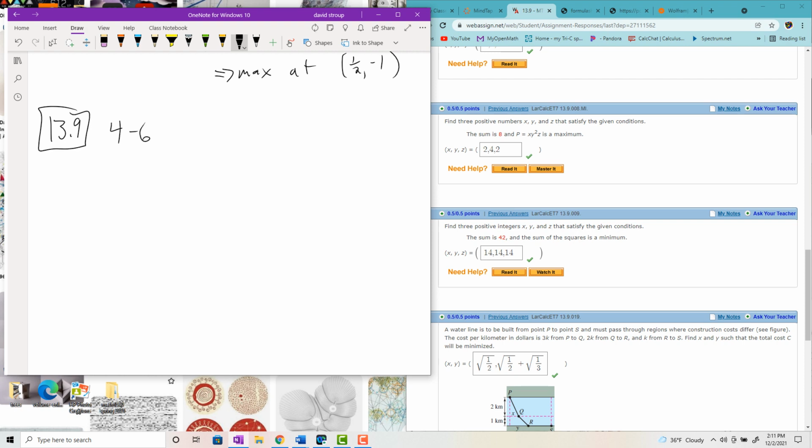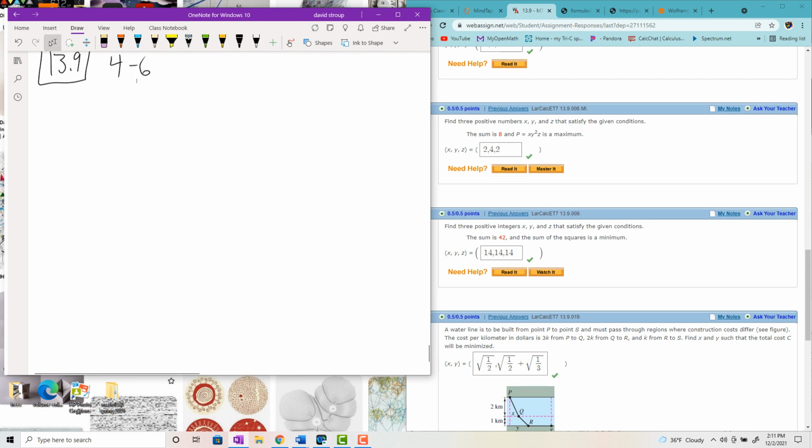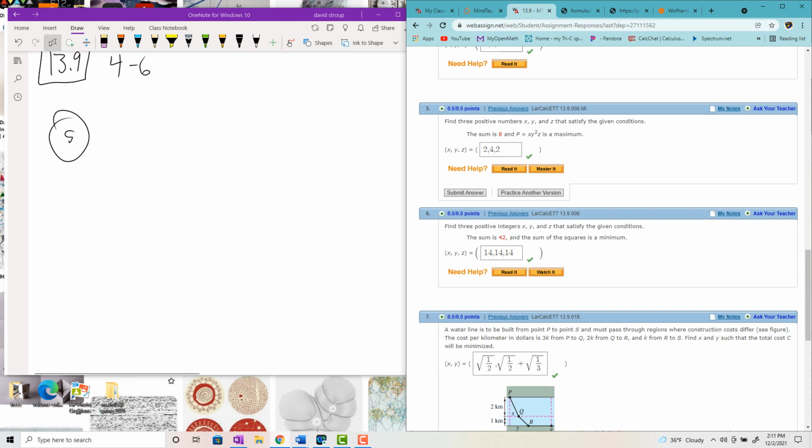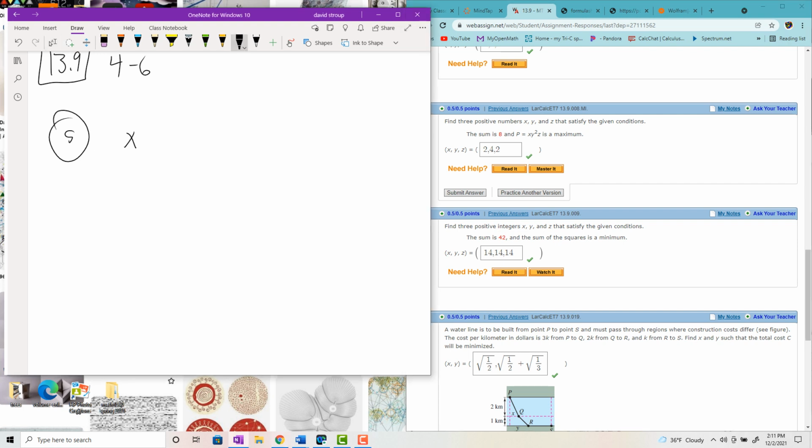for the 6. So look at number 5. They say the sum, there's 3 positive numbers, so none of them are equal to 0. The sum is 8, so that becomes your constraint formula. And then the formula you want to optimize is this product, xy squared z. Okay. All right. So the way it works is to first reduce the number of variables in the optimization formula with this constraint formula.